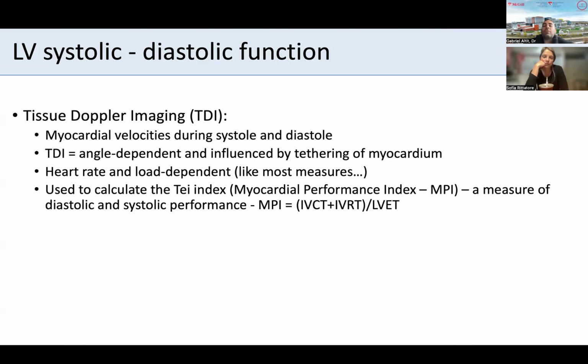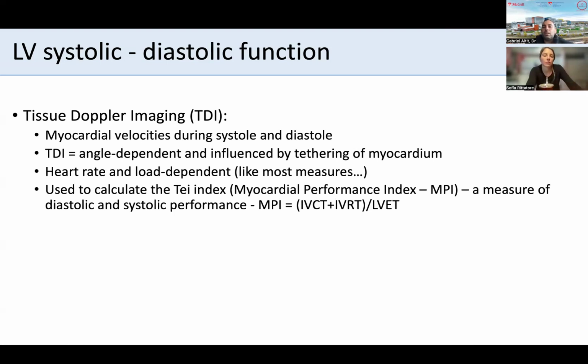Okay, so a car could be traveling 10 kilometers, and it could travel the 10 kilometers at 100 kilometers per hour, or it could travel the 10 kilometers at 2 kilometers an hour. And it's going to take much more time, but it's still going to cover the same distance. TDI tries to assess this speed.